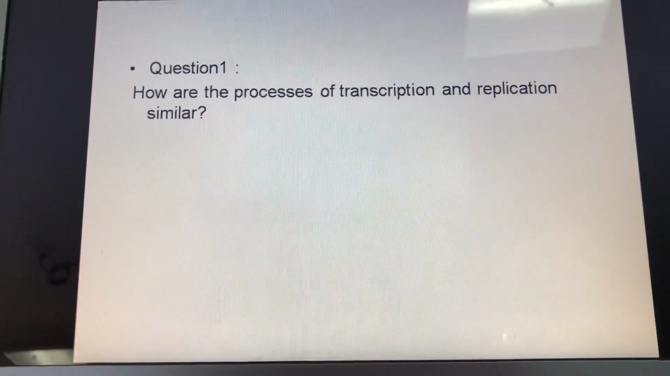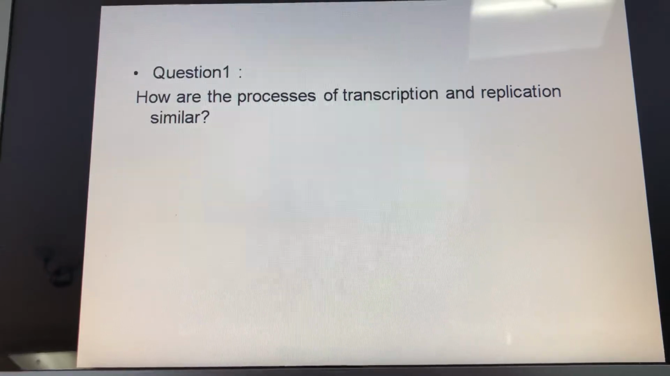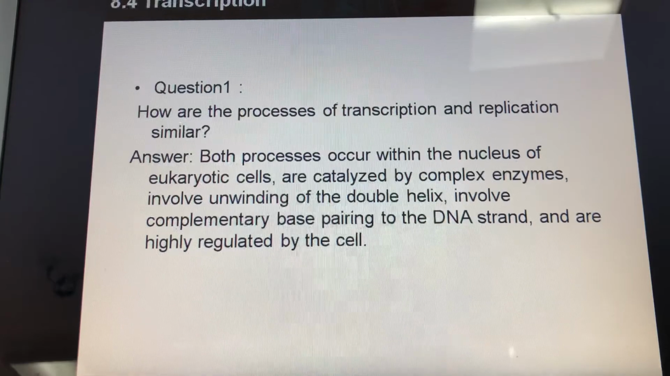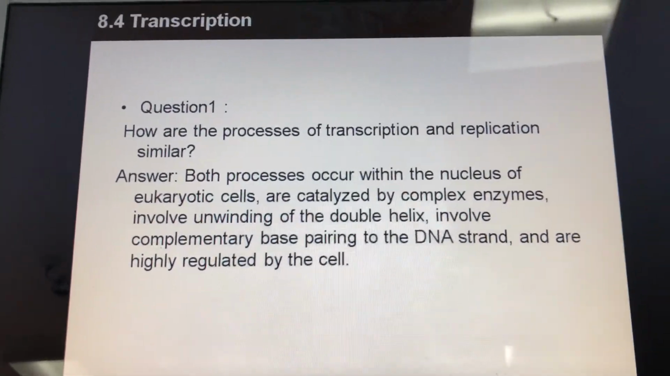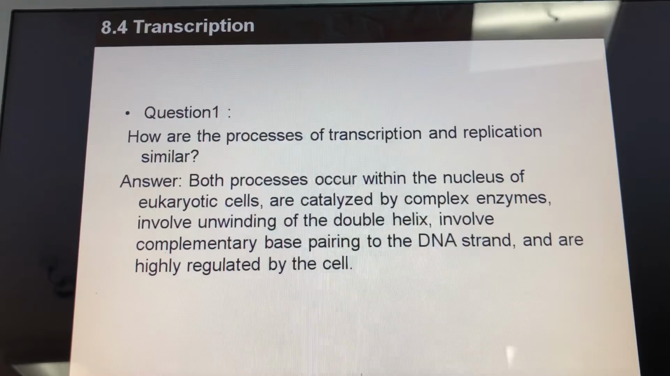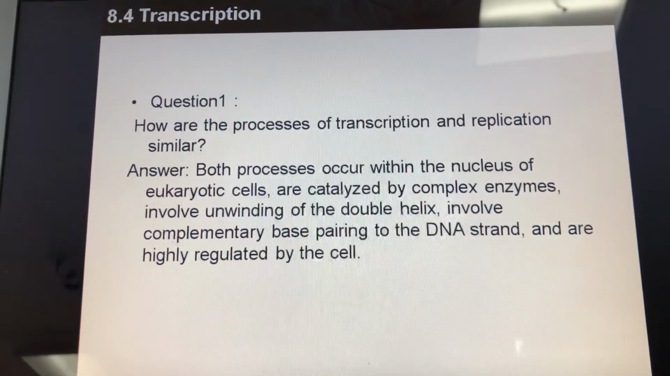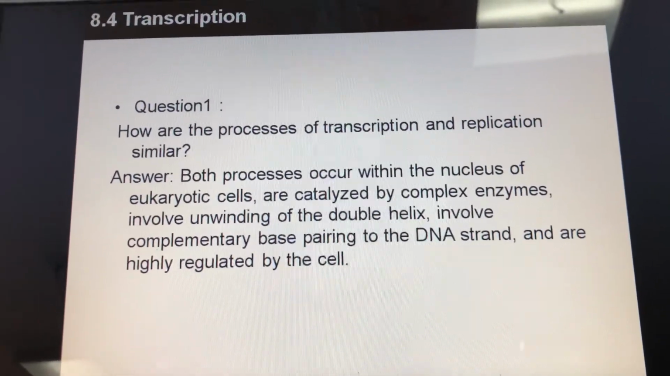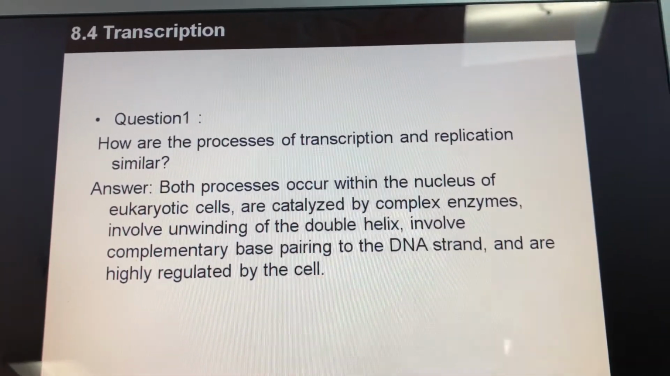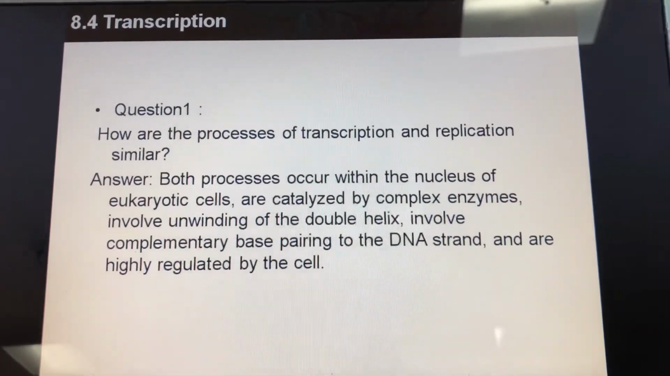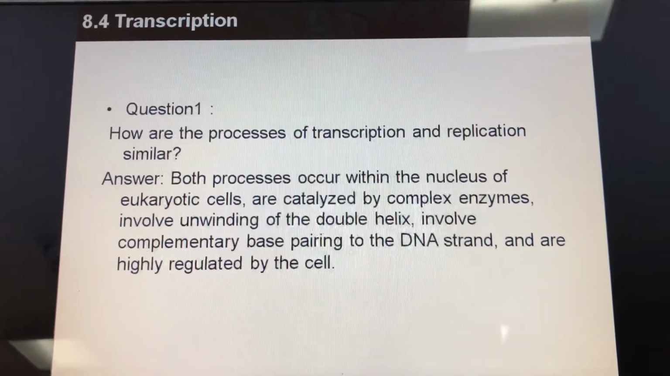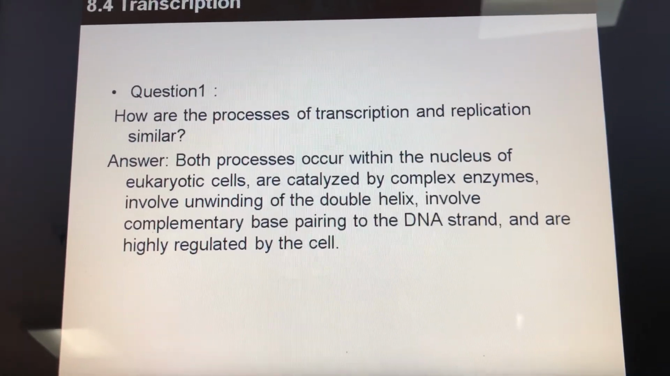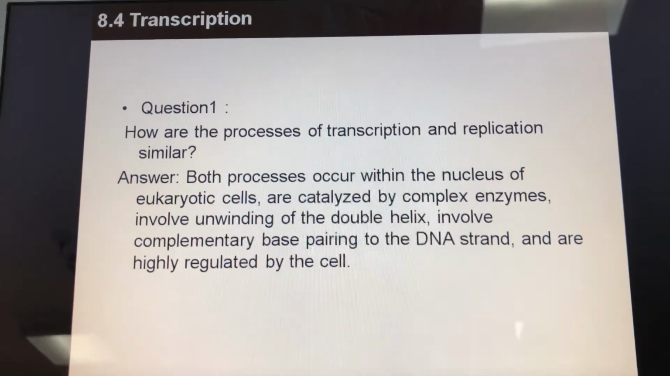Now here are the questions. How are the processes of transcription and replication similar? Both occur within the nucleus of eukaryotic cells, are catalyzed by complex enzymes, involve unwinding of the double helix, involve complementary base pairing to the DNA strand, and are highly regulated by the cell. This is a very important point you have to know, that during replication and during transcription, there will be checkpoints to make sure that no errors happen, okay? So it is highly regulated by the cell, both processes.